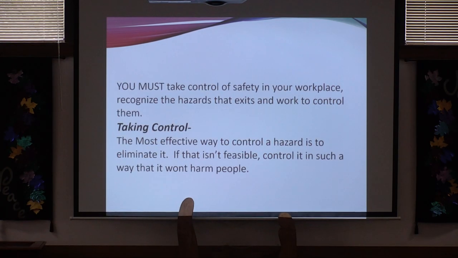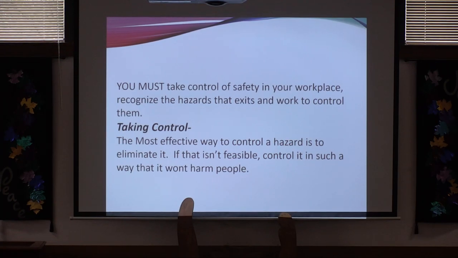You have to take control of the safety in your workplace. Recognize the hazards that exist and work to control them. The most effective way to control a hazard is to eliminate it, if that's feasible. Control it in such a way that it won't harm people. And those are kinds of things we do.